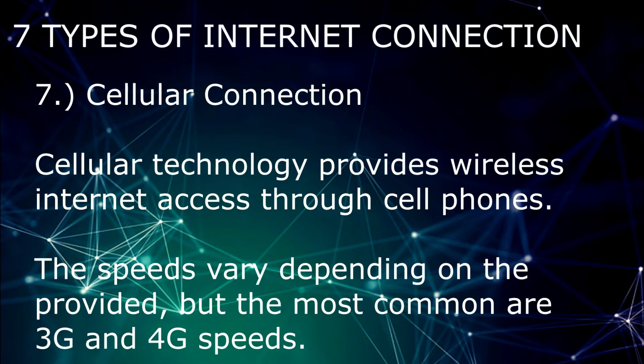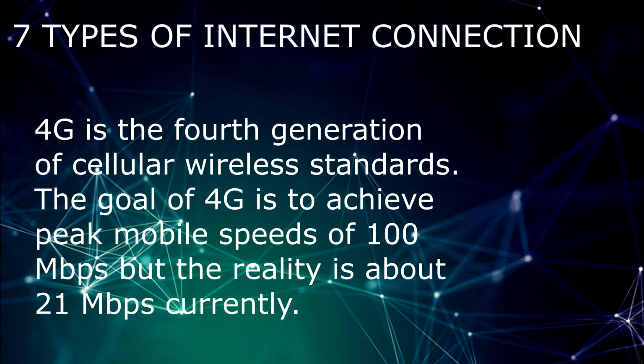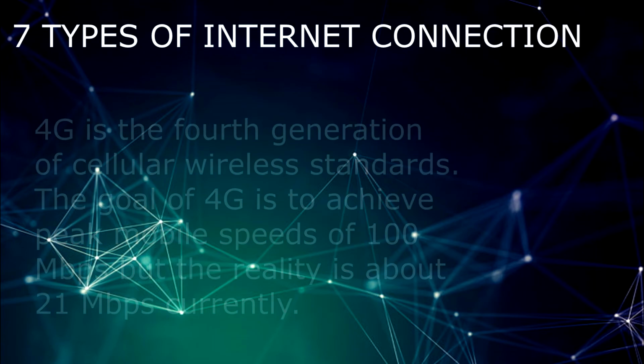Lastly, cellular connection. Cellular technology provides wireless internet access through cell phones. The speeds vary depending on the provider, but the most common are 3G and 4G speeds. A 3G is a term that describes a third-generation cellular network obtaining mobile speeds of around 2.0 Mbps. 4G is the fourth generation of cellular wireless standards with a goal to achieve peak mobile speeds of 100 Mbps, but the reality is about 21 Mbps currently.